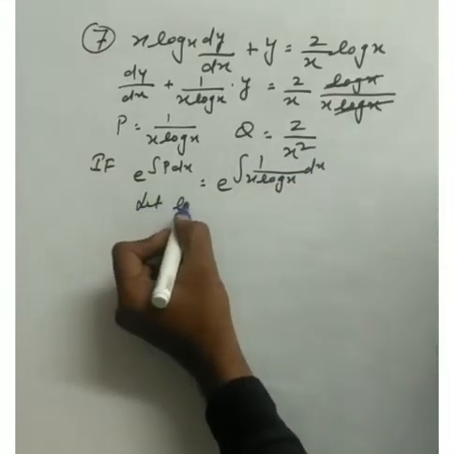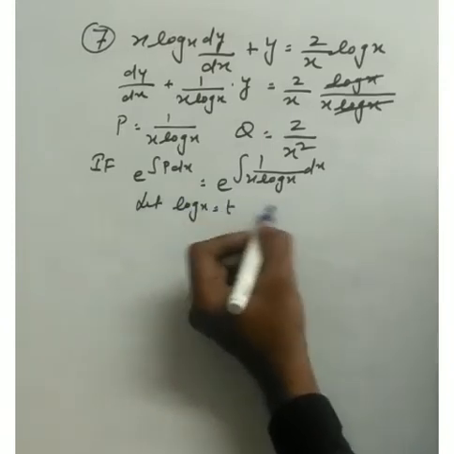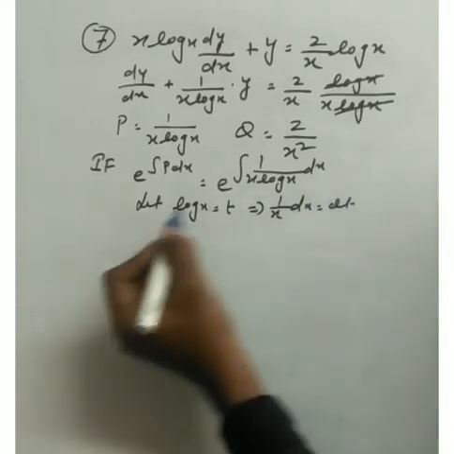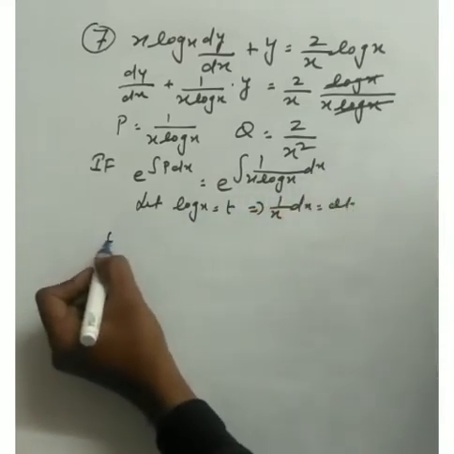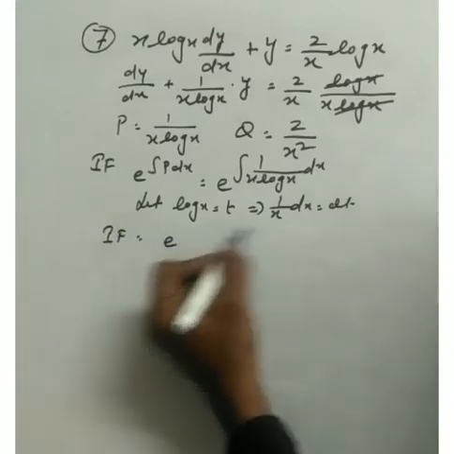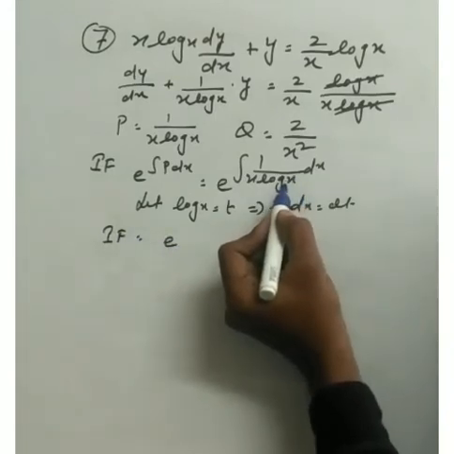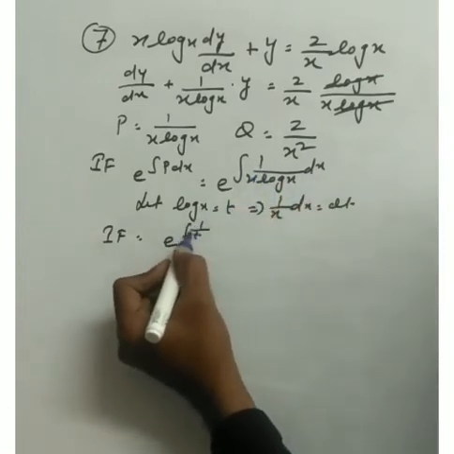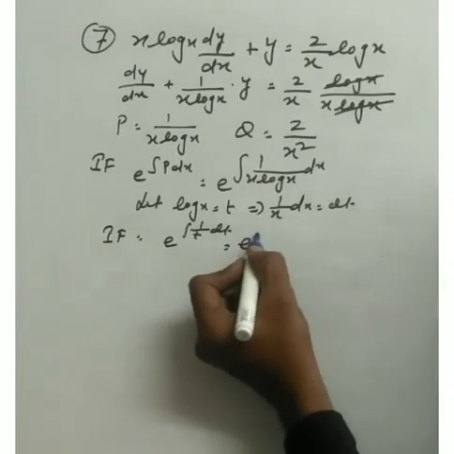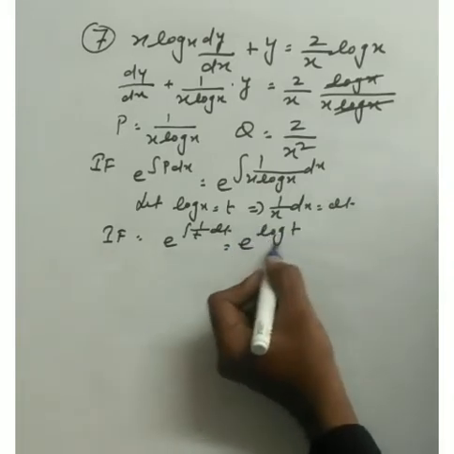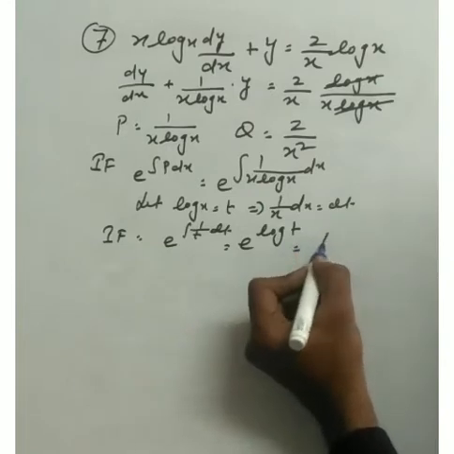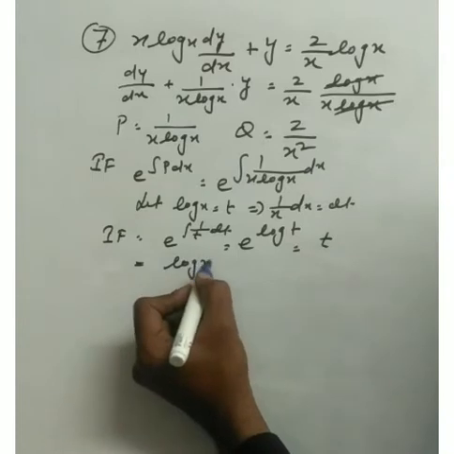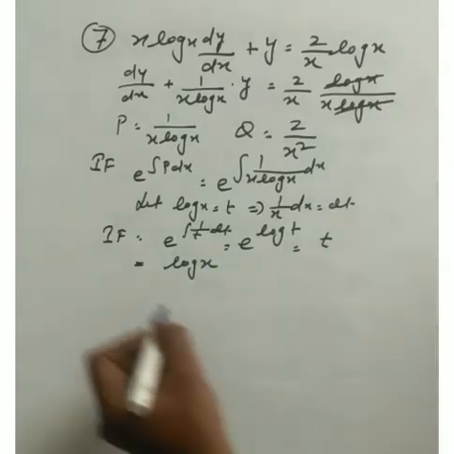Let log of x equal to t, then 1 upon x dx equals dt. So it becomes IF equal to e power, this is t and this is 1 upon x dx, dt. So 1 upon t dt, e power log of t. By property of logarithm, it is equal to t. And t is log x, so IF is equal to log of x.